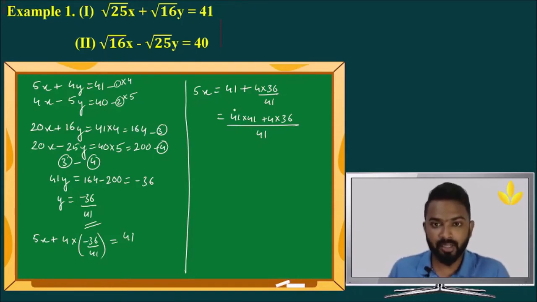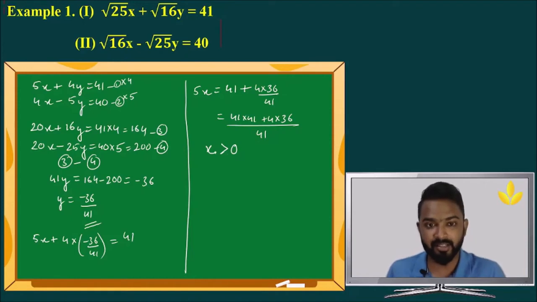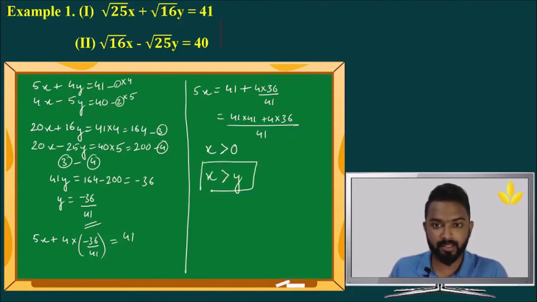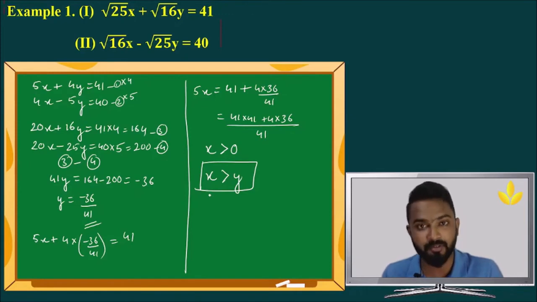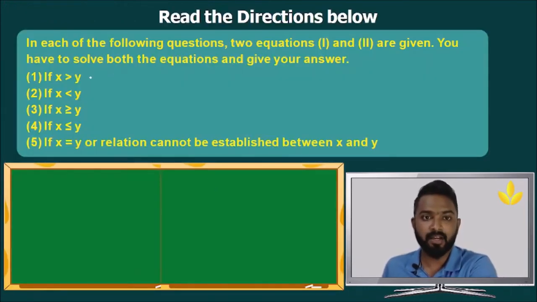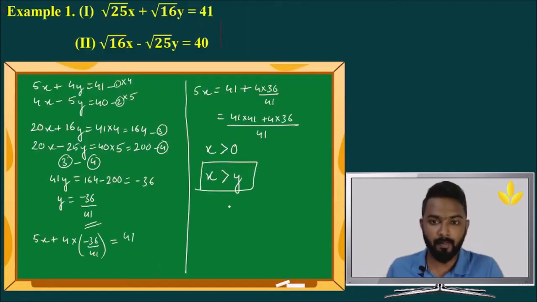You know that if at all you solve this, you will get x is greater than 0, because this whole thing is positive. X has to be greater than 0 and y is less than 0 because y is negative. So obviously x will be greater than y. That is the answer. You don't have to actually find the value of x. So what is the answer? X is greater than y. Answer is 1. That's it. Let's move on to question number 2.